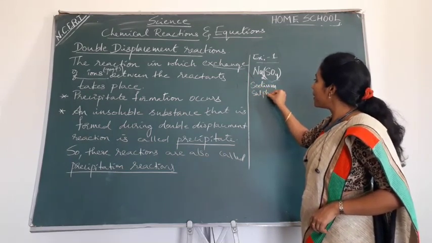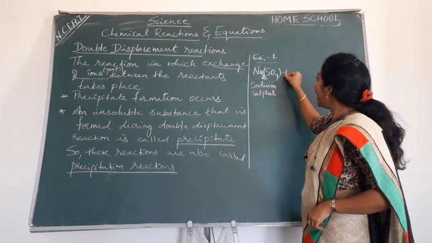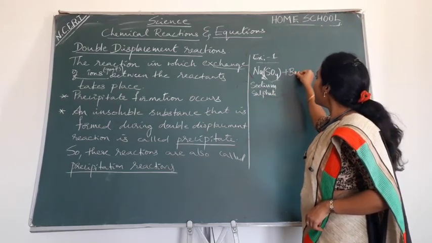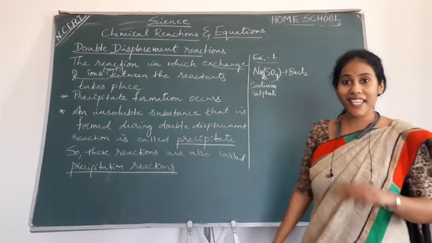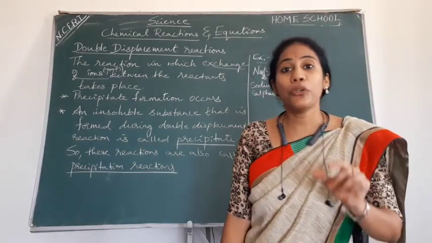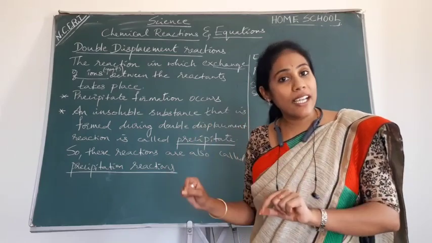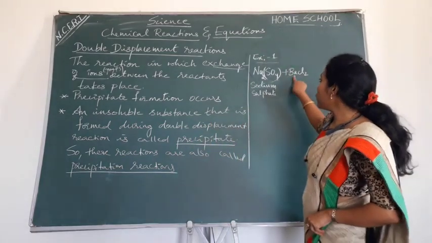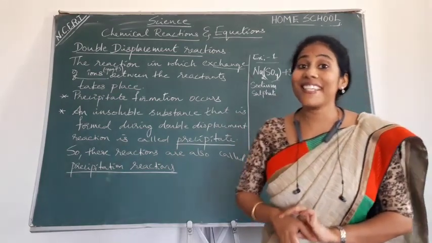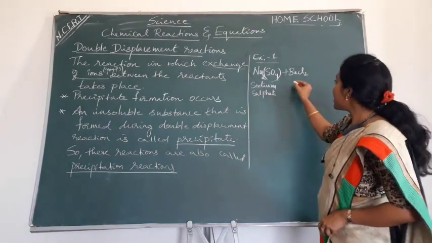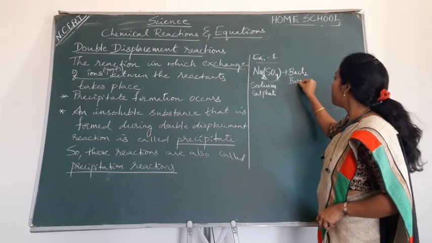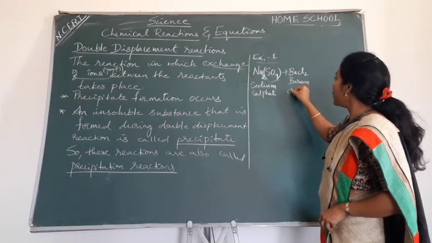So I am adding this to barium chloride, BaCl2. Barium chloride, in the sense Cl: barium valency 2, chlorine valency 1. So the barium chloride formula is BaCl2. So what is its name? Barium chloride.